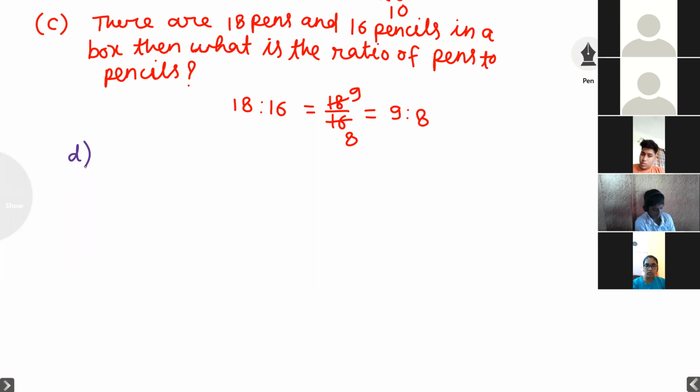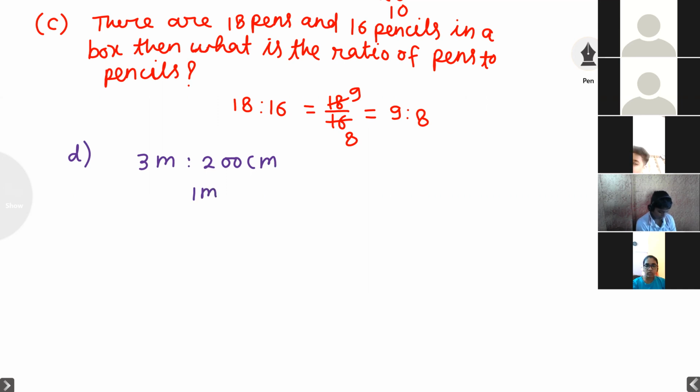3 meter is to 200 centimeter. Don't say the answer is 3 is to 200. 3 is to 200 is the wrong answer, because are both units the same or different? Both units are different. We want to convert into the same units.